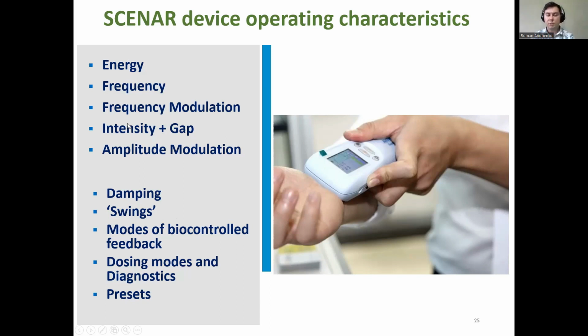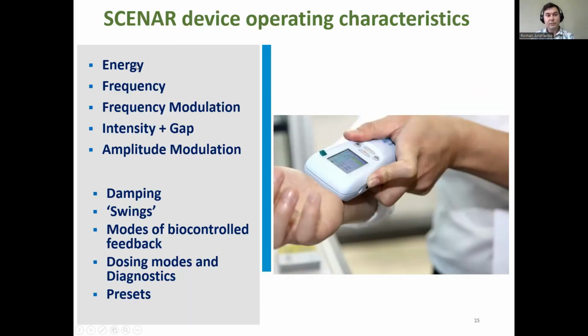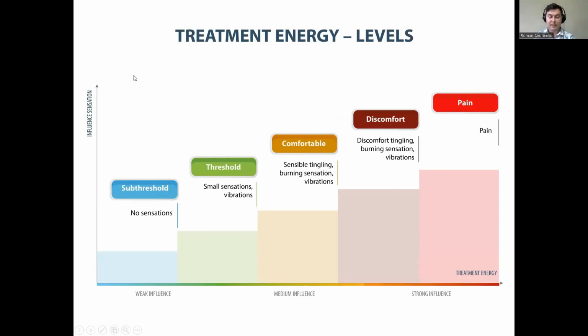So we'll start with a little bit of theory of the standard settings, and also, don't worry, we'll cover every single one of the 32 presets. And we'll start with the very first and the most important parameter here, the treatment energy. The treatment energy is something that can be discovered even by a person who has never seen Scenar before, who just took the device in their hands.